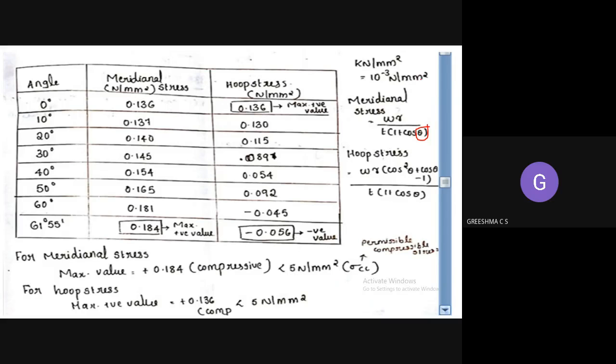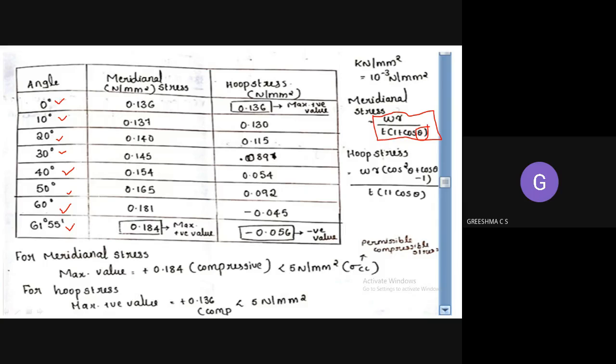Okay, so meridional stress. This is the equation for the meridional stress, that is WR divided by T into 1 plus cos theta. Our theta is 61 degree 55 minutes. So we start the angle from 0 degree. At a 10 degree interval you have to find out all the meridional stresses, that is 0 degree, at 10 degree how much it is, 20 degree, 30 degree, 40 degree, 50 degree, 60 degree, and finally 61 degree 55 minutes.